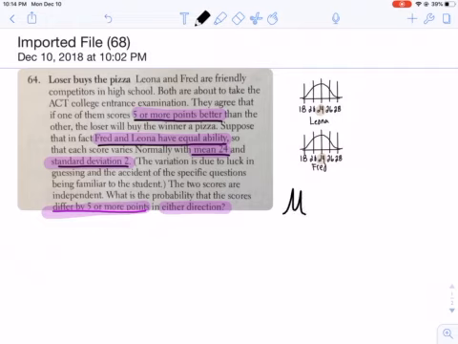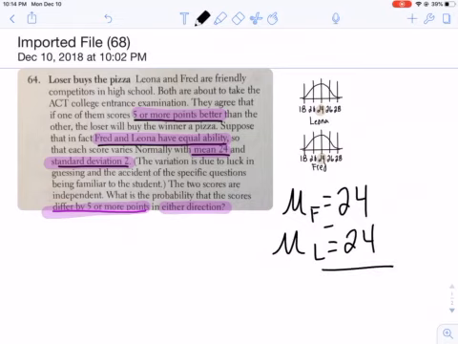Now, Fred's mean is 24. Leona's mean is 24 as well. These are their expected scores, right? So I want to find the expected difference. All I'm going to do is subtract them, and I get 0. So I'm expecting that they're not going to have any difference.